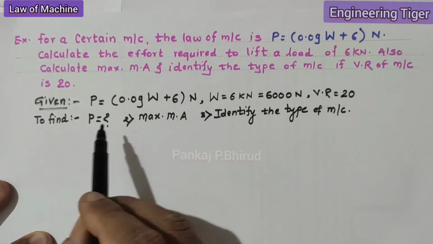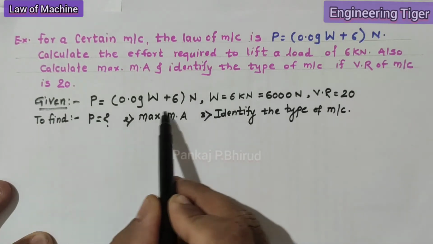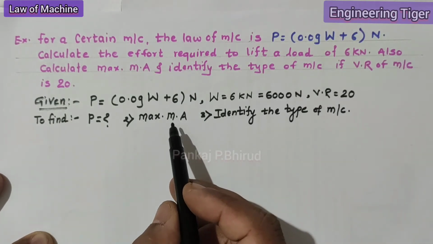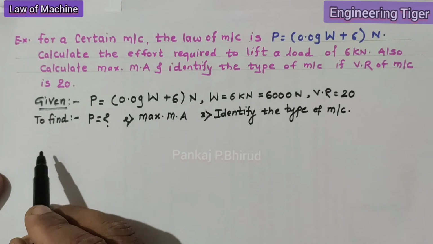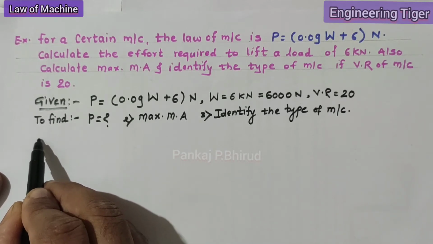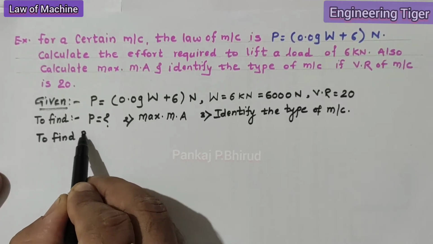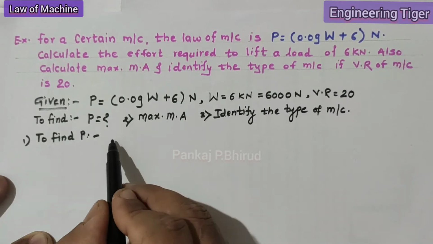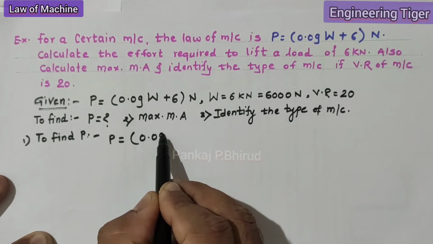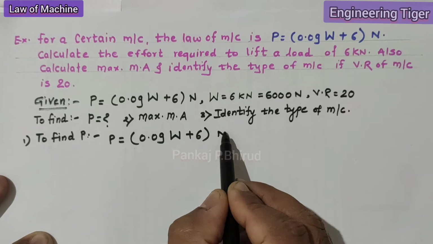Now here the law of machine is given. So by using that, we have to find out this P. So to find the effort P, we'll use the law of machine. P is equal to 0.09 W plus 6 Newton.